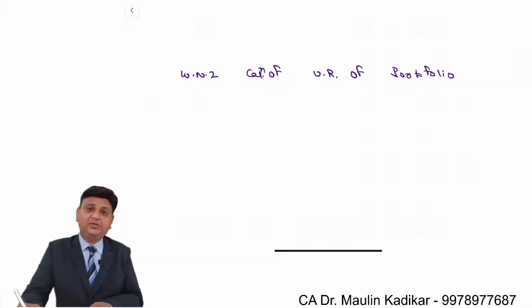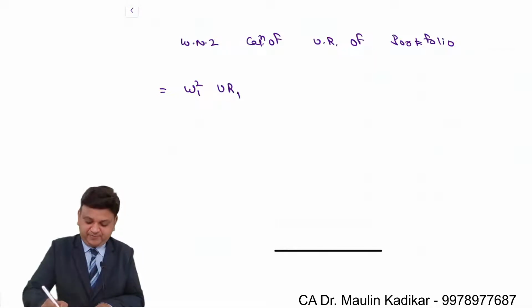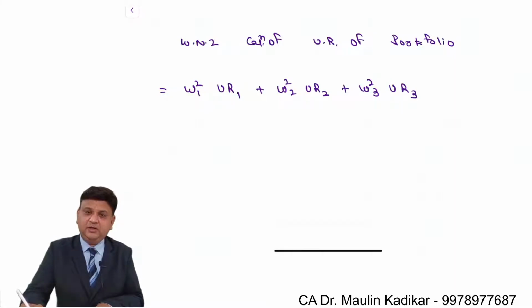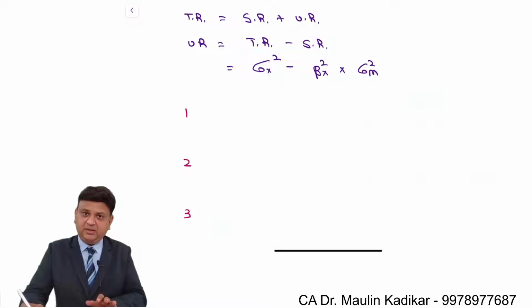Now how to make calculation of that answer? Listen carefully. It is weight of first security square into unsystematic risk of the first security plus weight of second security square in the portfolio into unsystematic risk of second security plus weight of third security square into unsystematic risk of the third security. What is the weight? 1 by 3, 1 by 3, 1 by 3. What is the unsystematic risk? That is what we have computed over here.